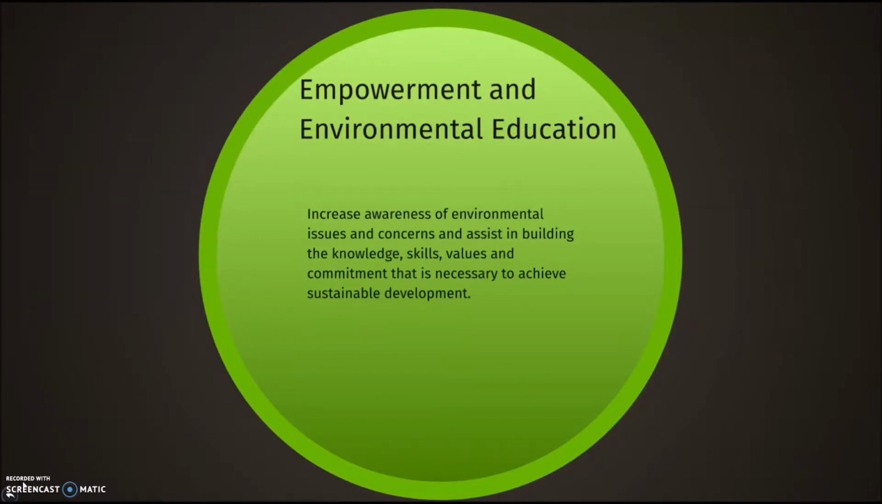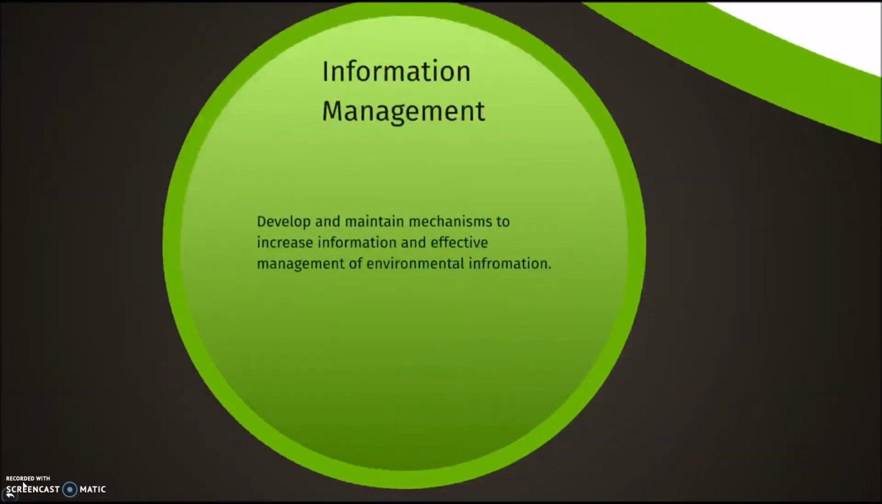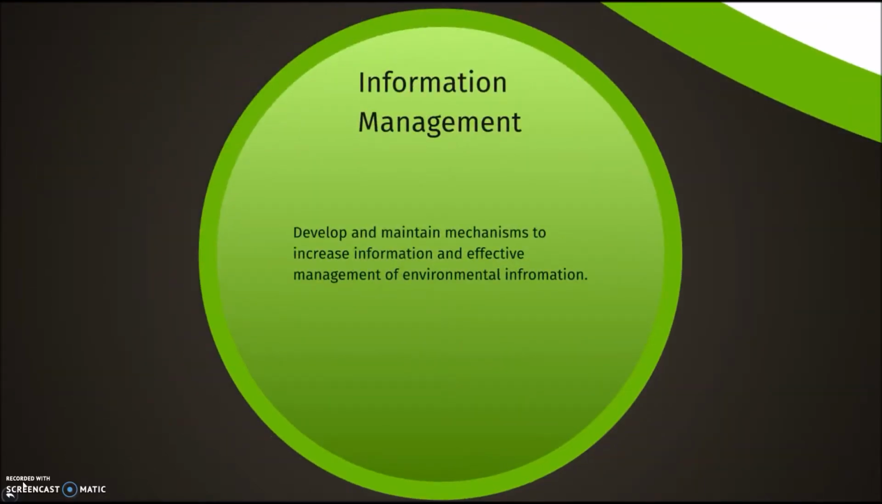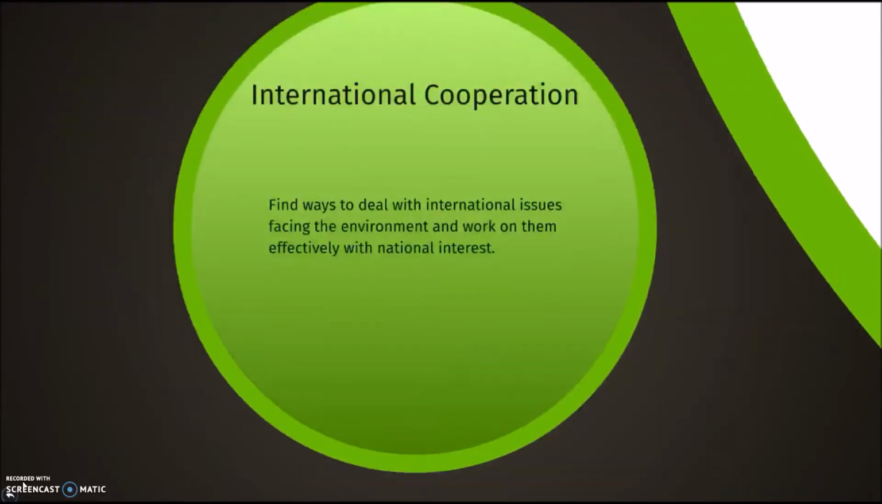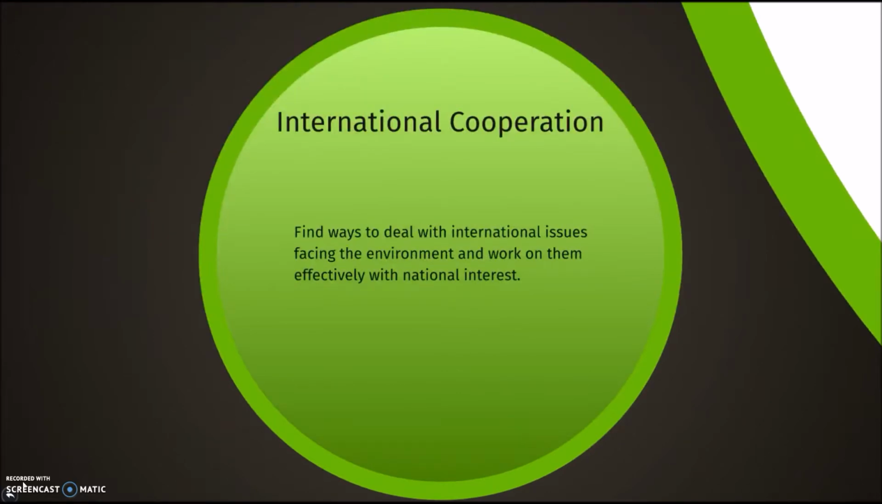Empowerment and environmental education. So this is goal 5, I believe, and it will increase awareness of environmental issues and concerns and assist in building the knowledge, skills, values, and commitment that is necessary to achieve sustainable development in the environment. Goal 6 is to develop and maintain mechanisms to increase information and effective management of environmental information. Goal 7 is to consider international cooperation.